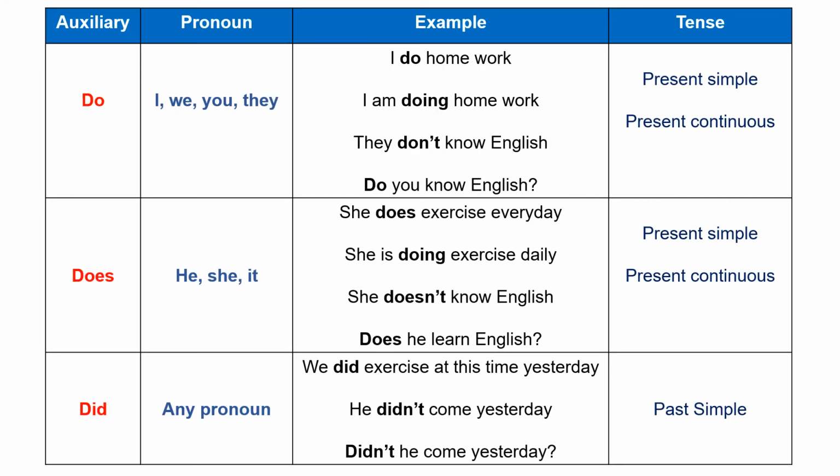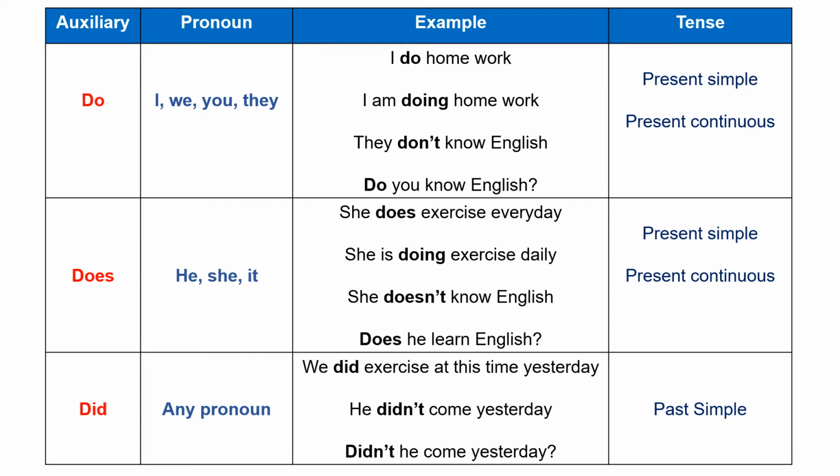Next auxiliary verb, do. Do is used with pronouns I, we, you and they. It is used in present simple and present continuous tenses. Example: I do homework. This sentence is in present simple and do is the main verb in this sentence. Next example: I am doing homework. This sentence is in present continuous tense and doing is the main verb in this sentence.